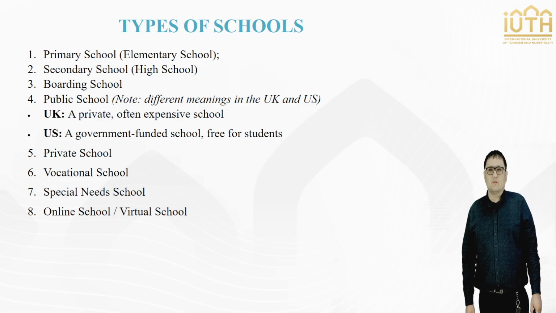The sixth one, vocational school, a school that teaches practical skills for specific jobs. For example, electrician, chef, mechanic. The seventh one, special needs school, a school for students with disabilities or learning difficulties, offering extra support. The eighth one, online school, virtual school, a school where students learn through the internet, often from home.